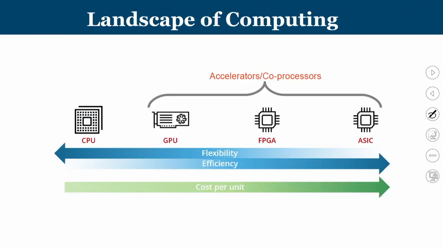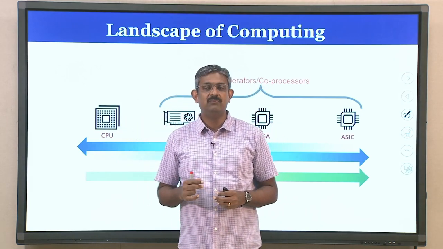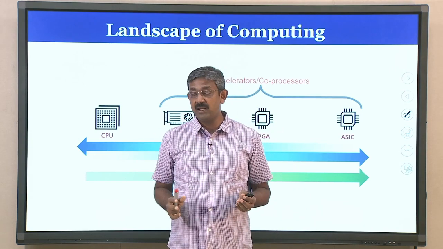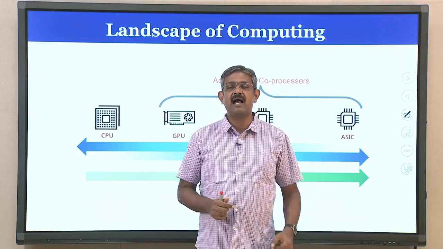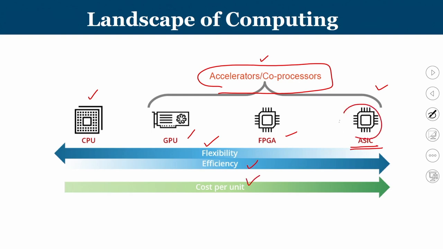Now, let us talk about the landscape of computing. We have already said that one end is your CPU, which has a processor and the memory, and you can reprogram it, a lot of flexibility that it is offering. The other end is the ASIC, the application specific integrated circuit. What you see in the figure is the CPU at one end and the ASIC at the other end. When it comes to FPGA and GPUs, we also call them accelerators or coprocessors. When you move from ASIC to CPU, there is a lot of flexibility. I can reprogram, I can load many different programs into it and get it done. But if you look at the efficiency in processing, ASIC would be more efficient because of the less overhead that you have, and the cost per unit also is going to be more when you move to ASIC.